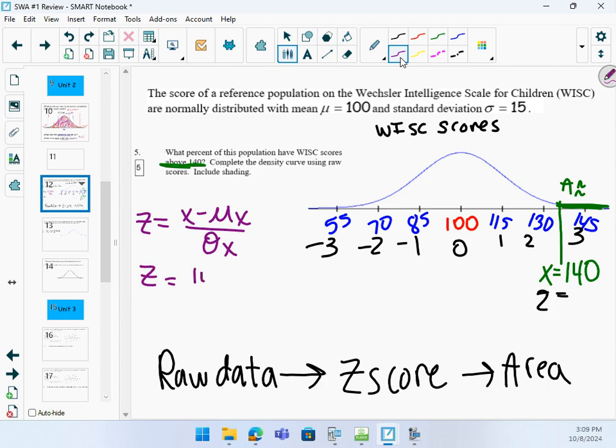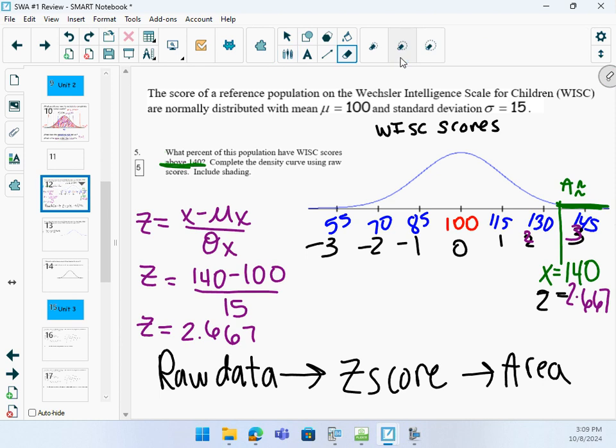Our z, we're just going to plug in things here. We know we have our x value of 40, our mean was 100, and our standard deviation is 15. If you type that into your calculator, you will end up getting a z-score of 2.667. Again, that makes sense for where it is in the data, because it's between 2 and 3. That checks out.